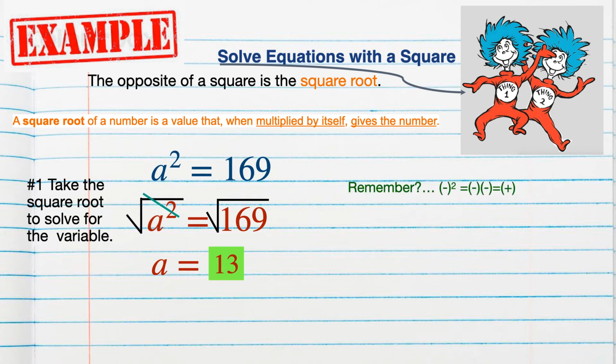Now, do you remember that special note that anytime you square a negative integer, it also equals a positive? Well, therefore, negative 13 squared is also going to equal 169. So guess what? When you're solving equations with a square, you have to give both the positive and the negative, unless you're only being asked for the positive or the principal. So let's go ahead and include the negative 13 here.